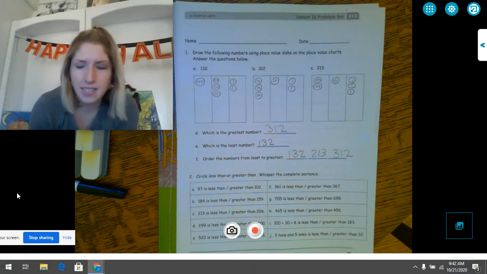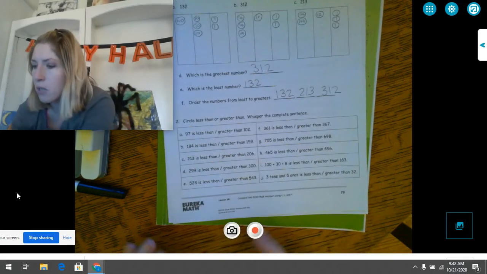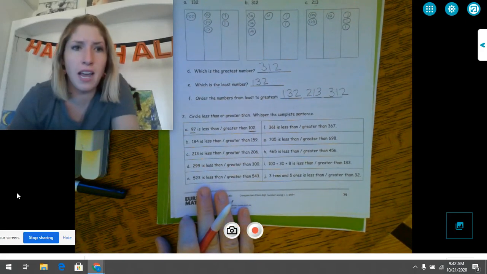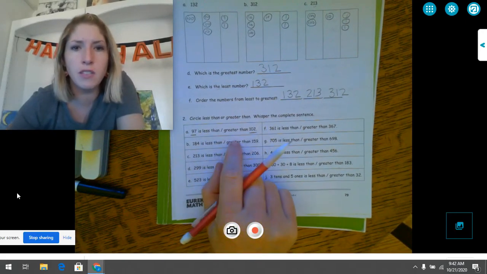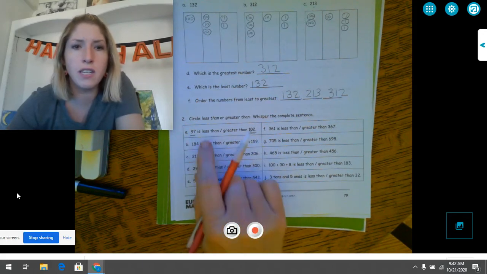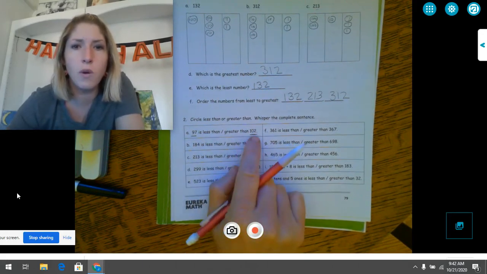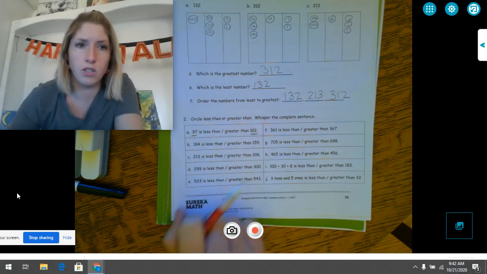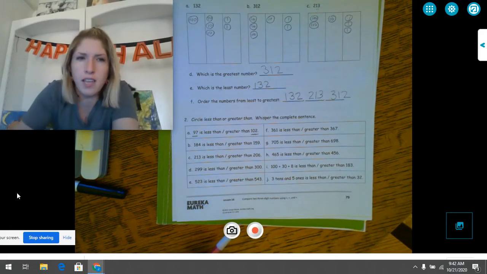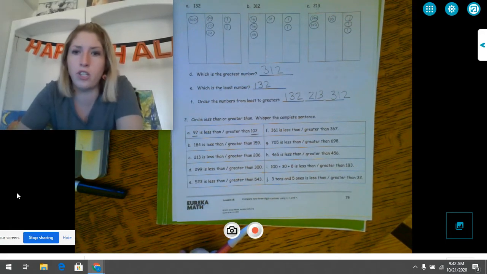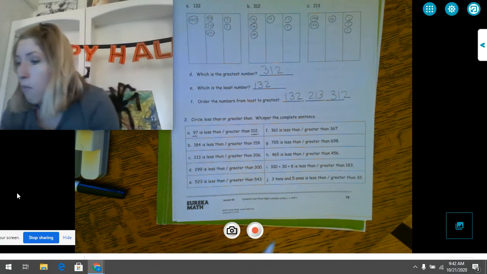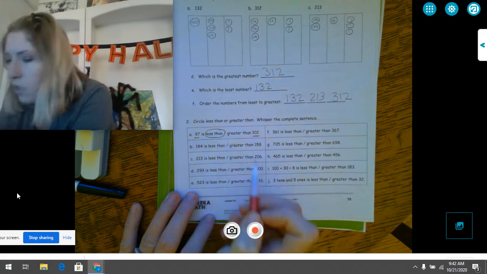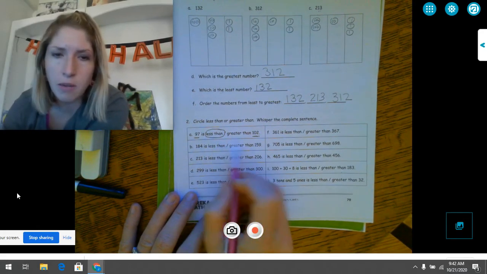Okay, down here our job is to circle less than or greater than and read the complete sentence. So they give us two numbers here, 97 and 102. Our job is to decide which goes into the middle of the sentence to make the sentence true. So we have to decide if 97 is less than 102 or if 97 is greater than 102. So what do you think? Is 97 less than or greater than 102? Hopefully you can see 97 is less than. So we're just going to circle less than because that's what we need to complete that sentence.